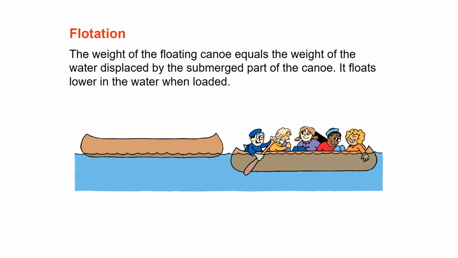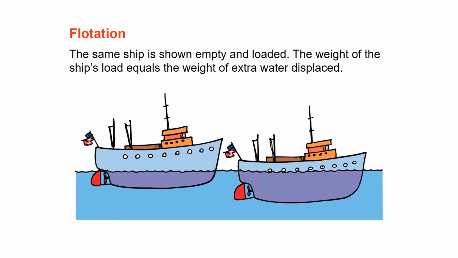The weight of the floating canoe is equal to the weight of the water displaced by the submerged part of the canoe. It floats lower in the water when loaded. The same ship is shown empty and loaded. Notice in the figure, the weight of the loaded ship is equal to the weight of the extra water displaced.